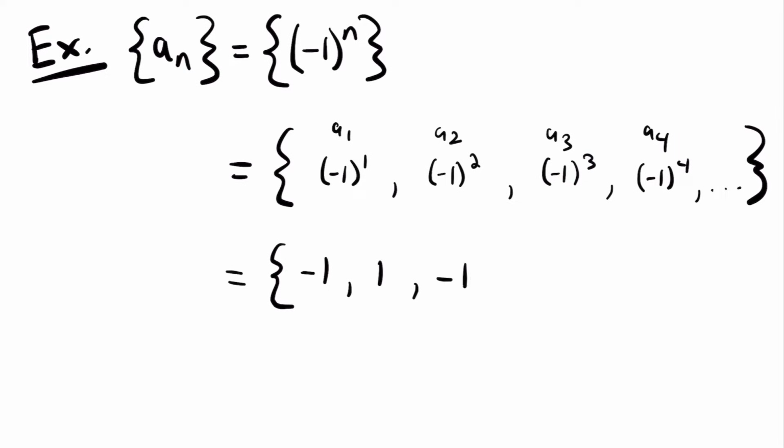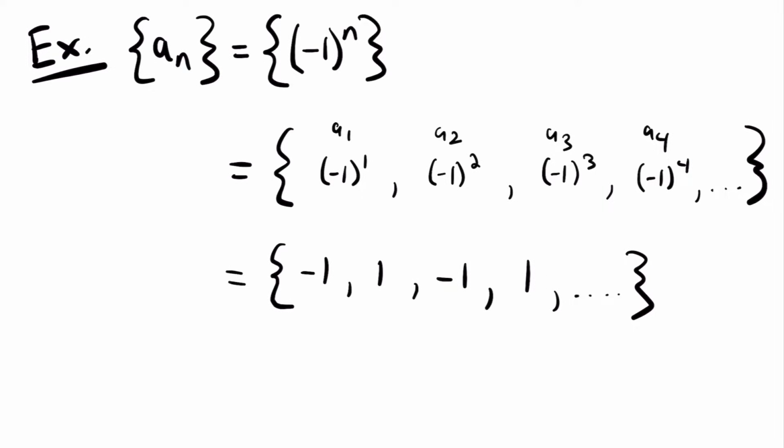So we have negative 1 again. And then our next term, we have negative 1 to the fourth power. Now negative 1 times itself 4 times is going to be positive 1. And so we have positive 1 again, and then this will continue on from there. Now what do you notice about these terms for our sequence? Well, whenever we had an odd power, our term was negative 1, but whenever we had an even power, our term is positive 1.